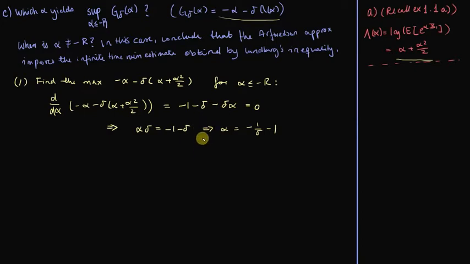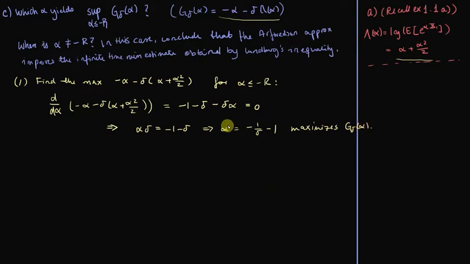And now let's just make sure that this is indeed a maximum. Well, if we differentiate the derivative again, we see quite clearly that we get minus delta, which is a negative number. So since the second derivative is negative, we know that we have found a maximum value. So alpha equal to this maximizes our g delta of alpha.